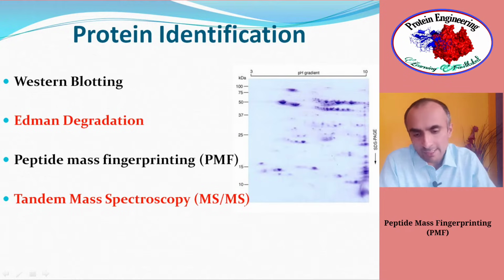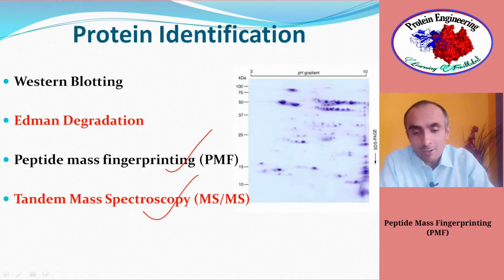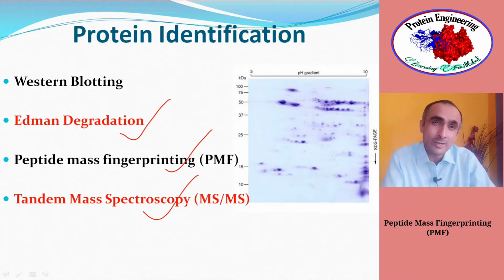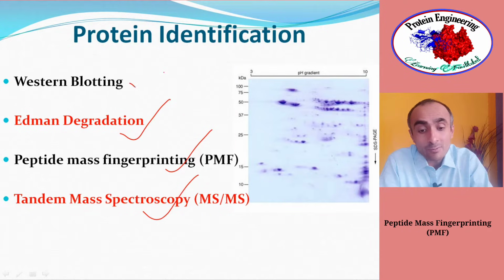We all know that besides peptide mass fingerprinting and tandem mass spectroscopy, there are two more techniques which are used to identify protein. One is Edman degradation. That's a chemical sequencing method. This also we have discussed in an earlier lecture. We use phenyl isothiocyanate, a chemical, in order to sequence peptides and proteins. And another method is Western blotting.